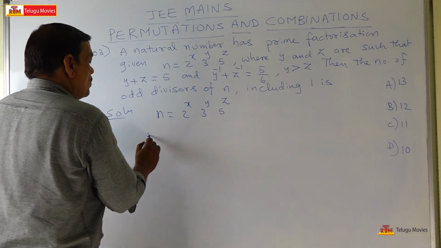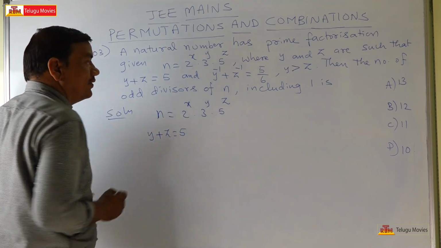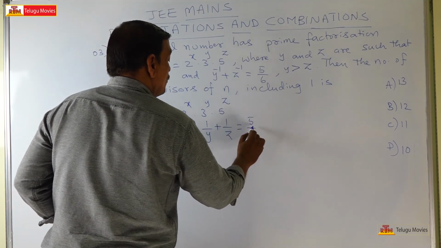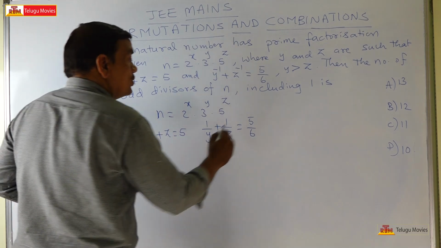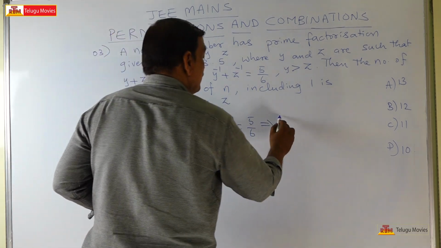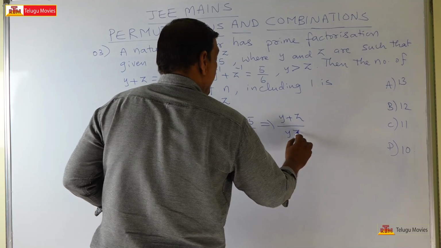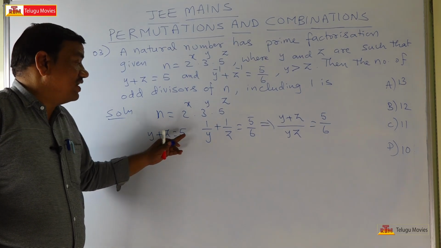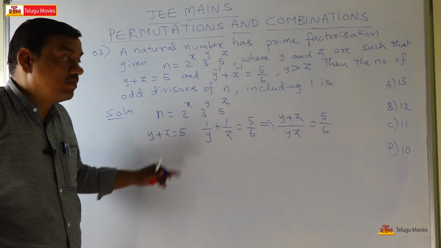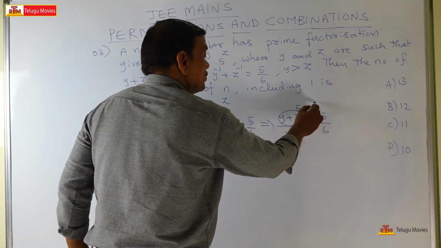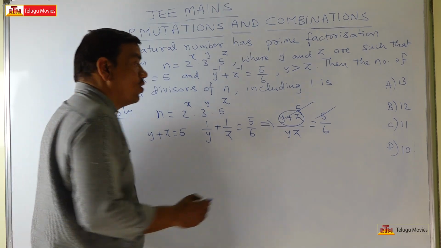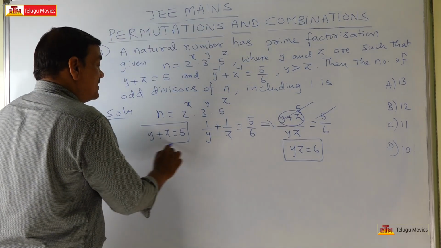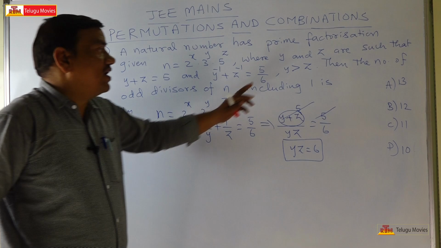So here clearly y plus z is equal to 5. And y inverse means 1 by y plus 1 by z is equal to 5 by 6. If you take the LCM, (y plus z) by yz is equal to 5 by 6. Clear? Here the y plus z value is 5, so the 5 gets cancelled. Therefore yz is equal to 6. So yz is equal to 6, y plus z is equal to 5, and moreover, y is greater than z.